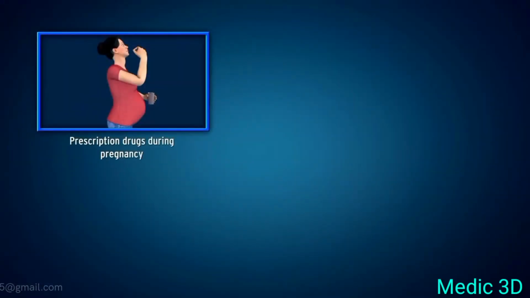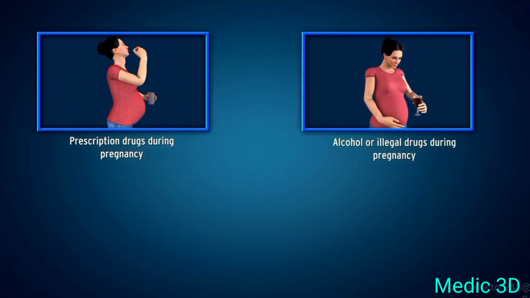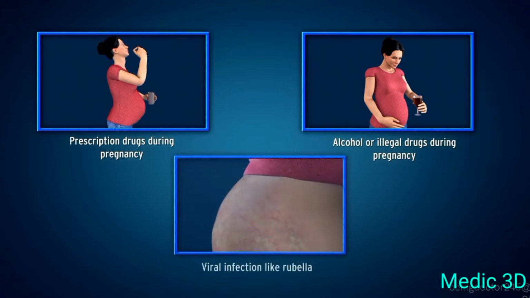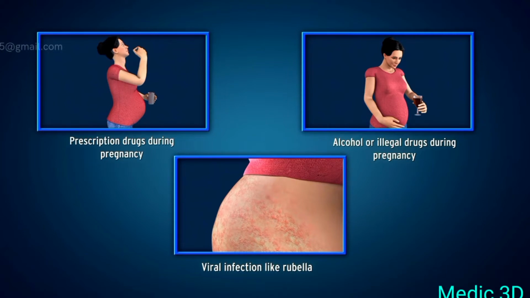Intake of certain prescription drugs during pregnancy, using alcohol or illegal drugs during pregnancy, or mothers getting viral infection like rubella during the first trimester of pregnancy are also implicated in causing congenital malformations of the heart.